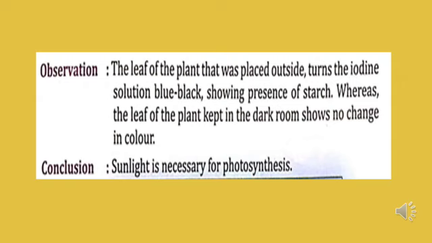We observe the plant which was kept outside in the sunlight shows a positive result with the starch, which means its leaf turns blue-black when we add iodine solution to the leaf. However, the plant which is kept in the dark for 2 days, its leaf shows a negative result with the iodine solution. Its leaf does not change its color when we add iodine solution to it. It means starch is not formed in the plant which was kept in the dark.